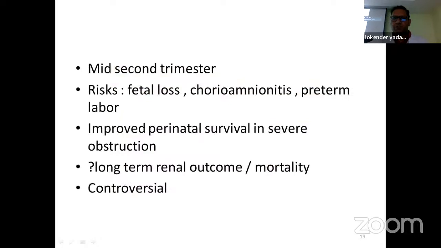Prenatal intervention is done in the mid-second trimester, and there are risks of fetal loss, chorioamnionitis, and preterm labor. There is improved perinatal survival in case of severe obstruction. However, the long-term renal outcome and mortality are still controversial.